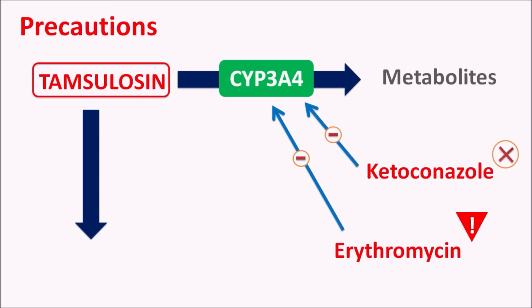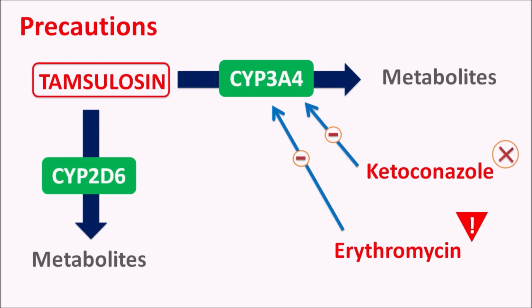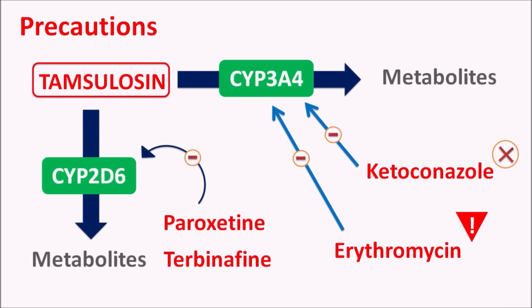Another metabolic pathway for tamsulosin is mediated by the CYP2D6 enzyme. This is the minor metabolic pathway compared with the CYP3A4 enzyme. So if you have drugs such as paroxetine and terbinafine, all these drugs are going to inhibit this enzyme activity. So again, these drugs can increase the levels of tamsulosin. That's why these drugs should be carefully combined with tamsulosin.